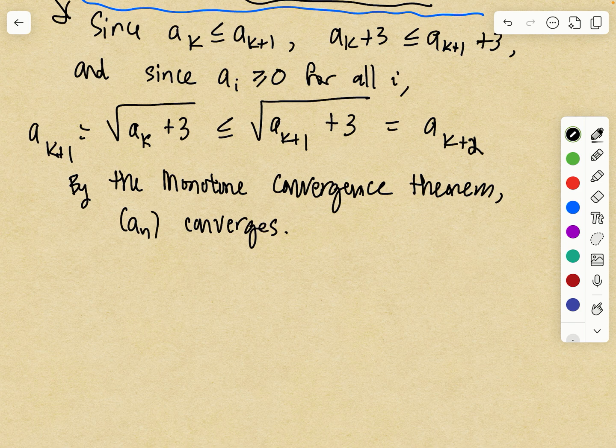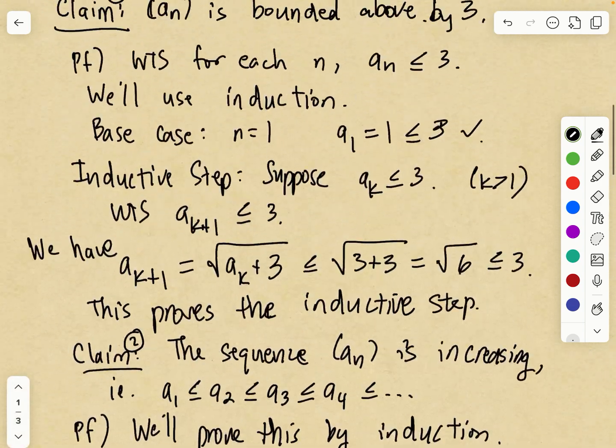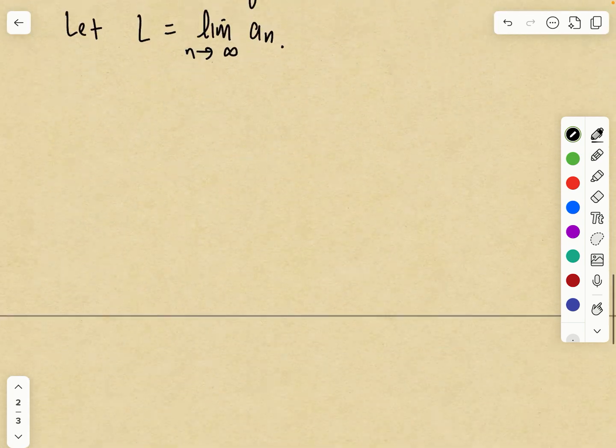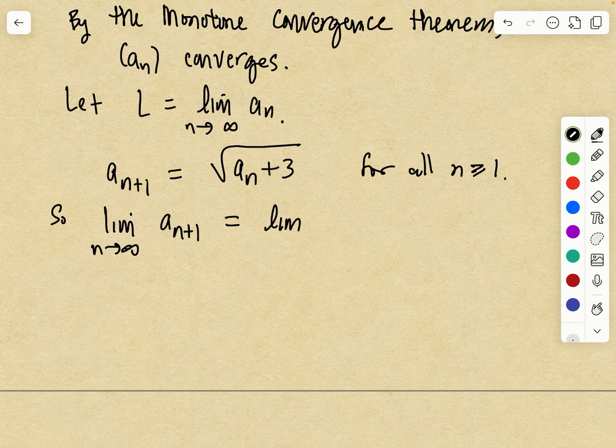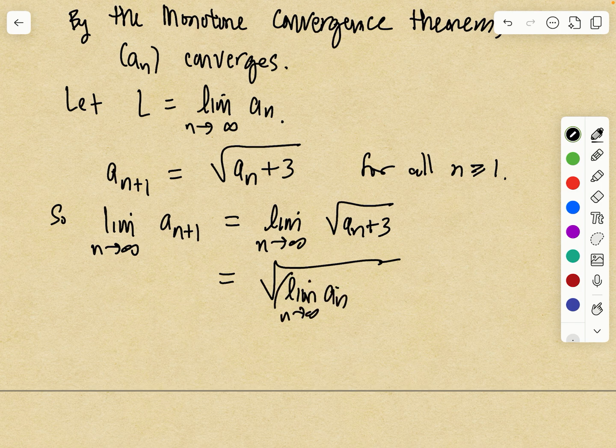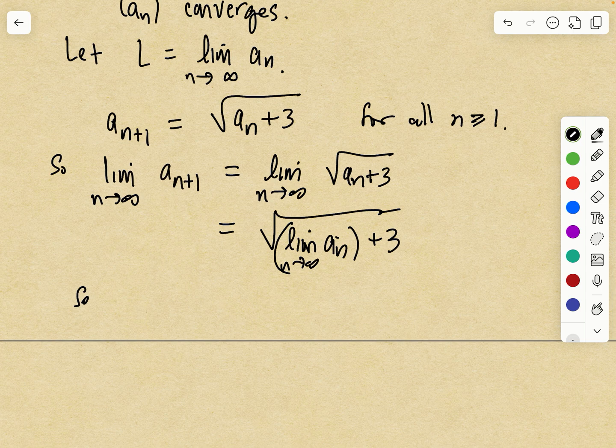Now to find the limit, we let L be the limit of the a sub n as n goes to infinity. So we know that a sub n plus 1 is the square root of a sub n plus 3, for all n greater than or equal to 1. So you can take the limit as n goes to infinity of the left, which must be the limit as n goes to infinity of the right, since they're equal. The thing on the right is the square root, because you can distribute the limit across, of the limit as n goes to infinity of a sub n plus 3. And the limit of a sub n plus 1 is the same as the limit of a sub n. So this tells us that L is the square root of L plus 3.